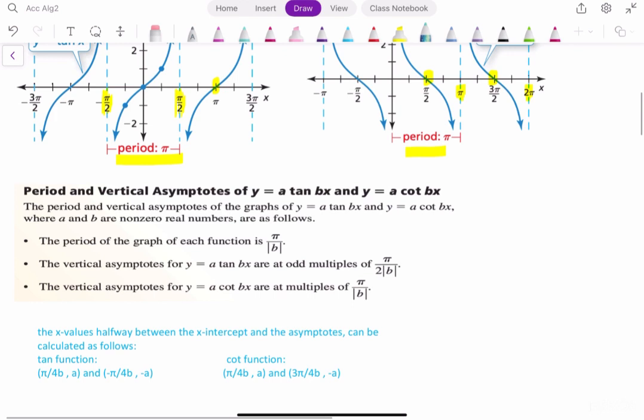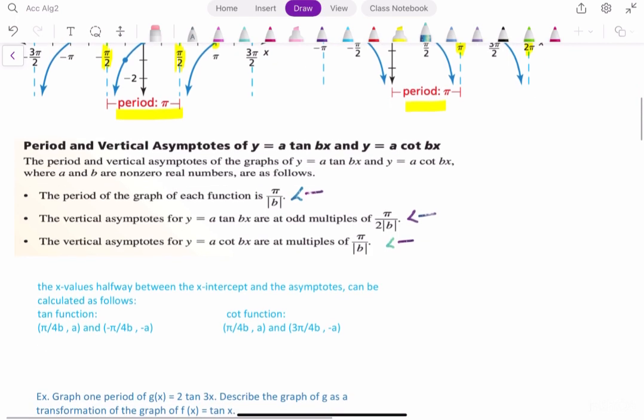So as we discussed, the period of this graph is pi over b, and the vertical asymptotes happen at the odd multiples, and for the cotangent function it is the multiples of the period. The most important thing that will really help you to graph these functions is called the halfway values.